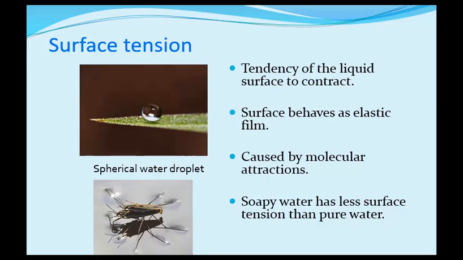The surface tension is the tendency of the liquid surface to contract. That's why it creates this spherical shape, because of the attractive forces between the molecules. And then also the surface behaves as an elastic film. That is also caused by molecular attractions. But when you add soap on water, you are also changing its surface tension.